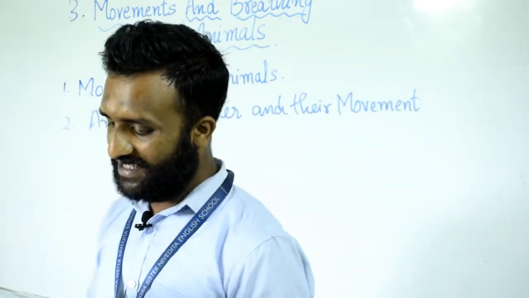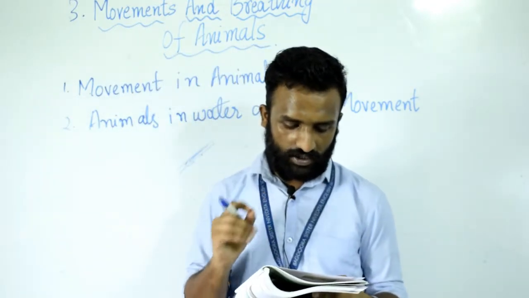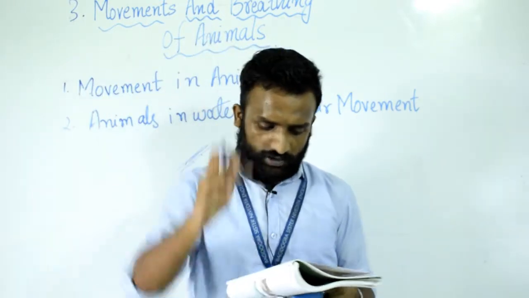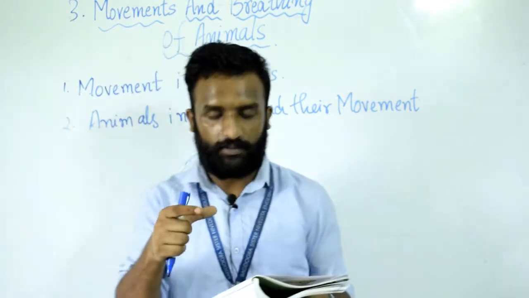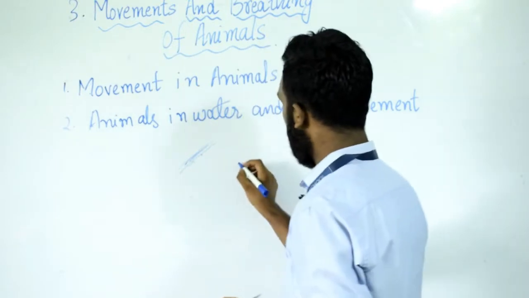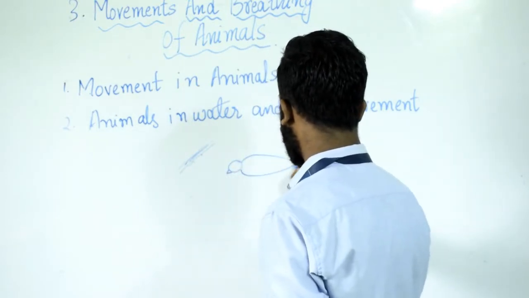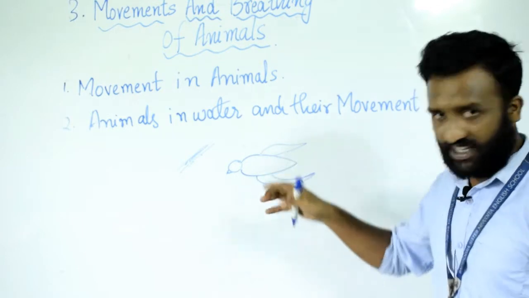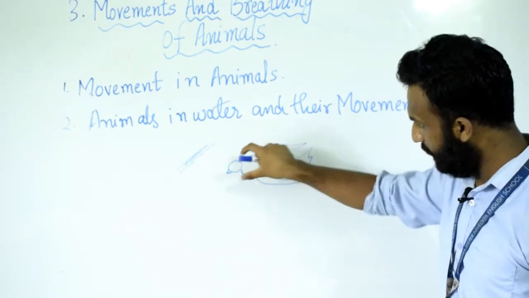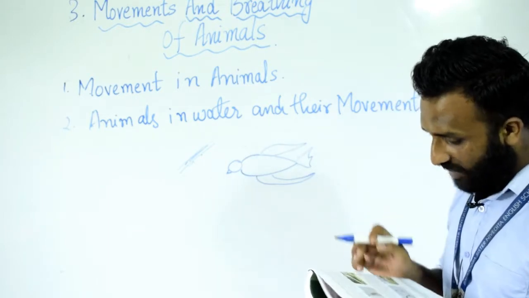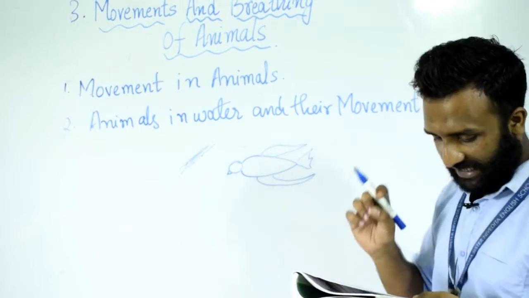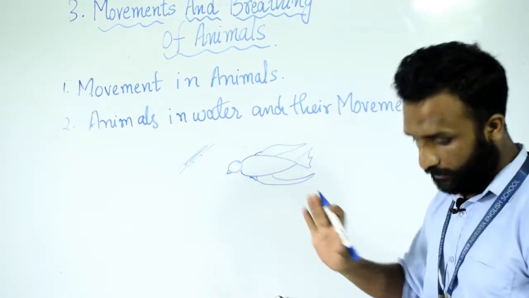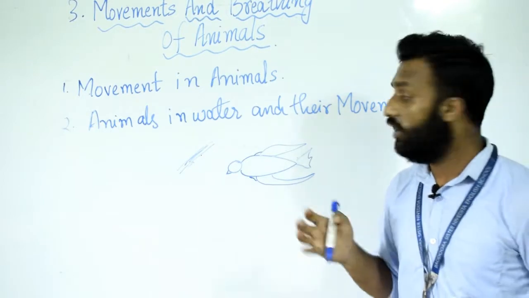They have a boat shaped body and wings attached to their breast bone with strong chest muscle. What it is saying is that the shape of the body is boat shaped. If you see a bird, suppose this is a bird, it is in the shape of a boat. It has wings attached to their breastbone, and strong chest muscle.